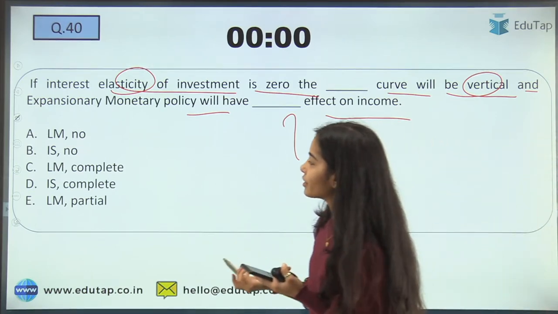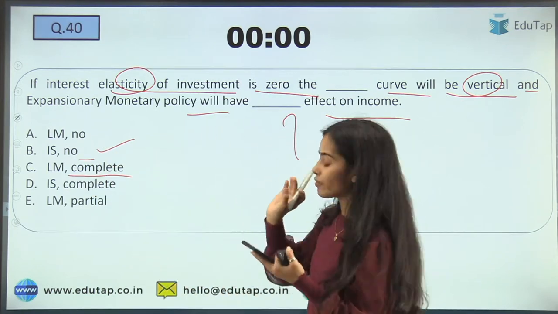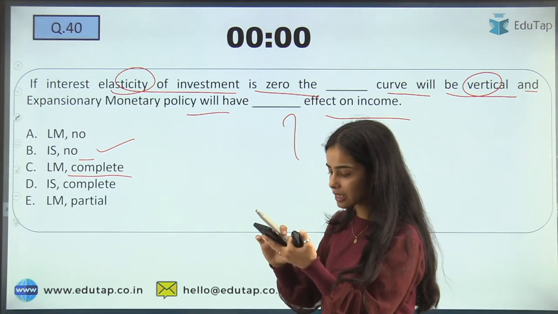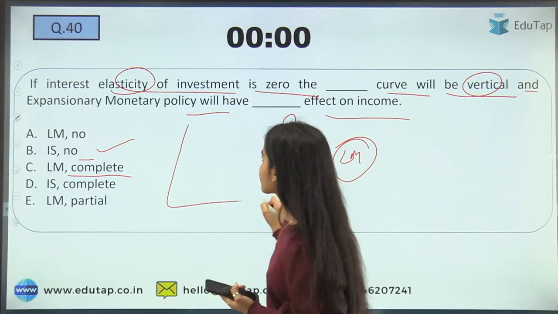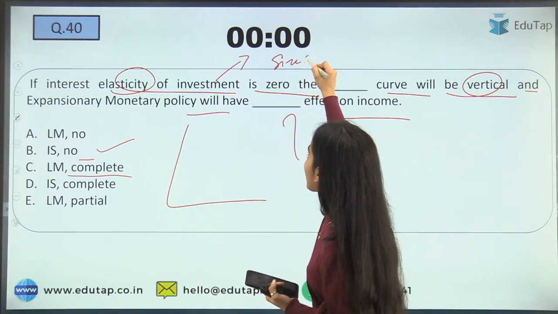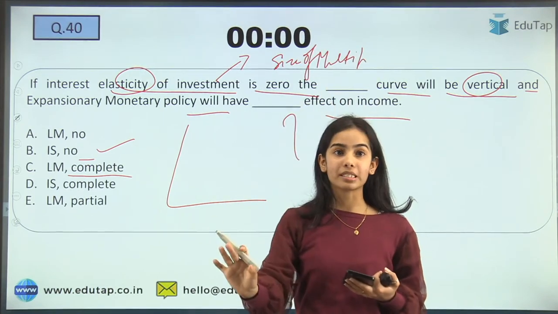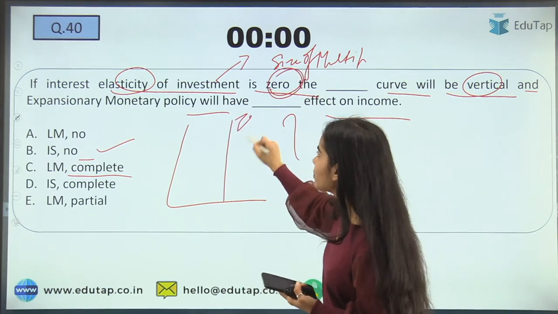Okay, so I am getting the answer IS and no change, LM complete. So first of all, Nilesh has said the right answer, Karan has said the right answer, and Vanshika has also said the right answer. That is C. Interest elasticity of investment and size of multiplier, these are the two things on which the IS curve depends. So the IS curve will have, zero means vertical. The IS curve will be vertical.